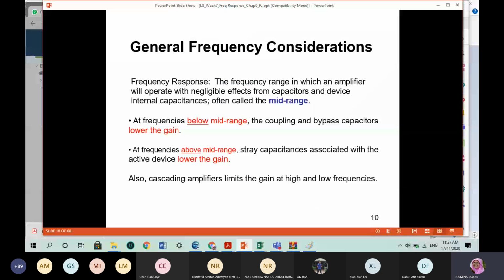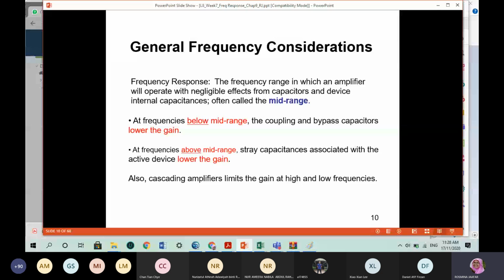Now, the general frequency considerations. Frequency response: the frequency range in which an amplifier will operate with negligible effects from capacitors and devices' internal capacitance is often called the mid-range. At frequencies below the mid-range, the coupling and bypass capacitors lower the gain, meaning that instead of having the maximum gain, it will have a reduced gain or zero gain at all. So only in the range of the mid-range frequency is the desired gain obtained.